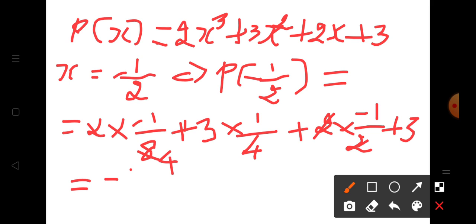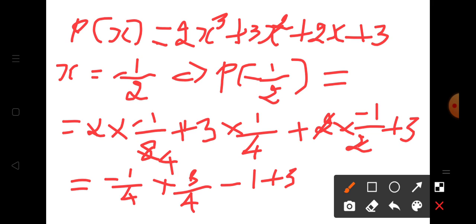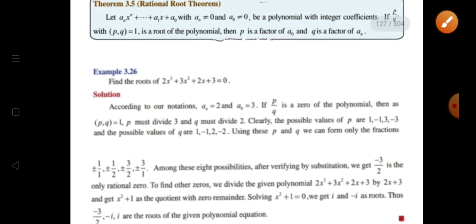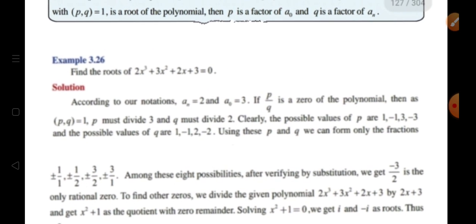Now here -1/4 plus 3/4, that is -1 plus 3, we get 2, so the answer is 2/4. This term is also not equal to 0. So -1/2 is not a root of the polynomial equation. So we are going to substitute another value. Then what is the other value? Here -3 is the other value.